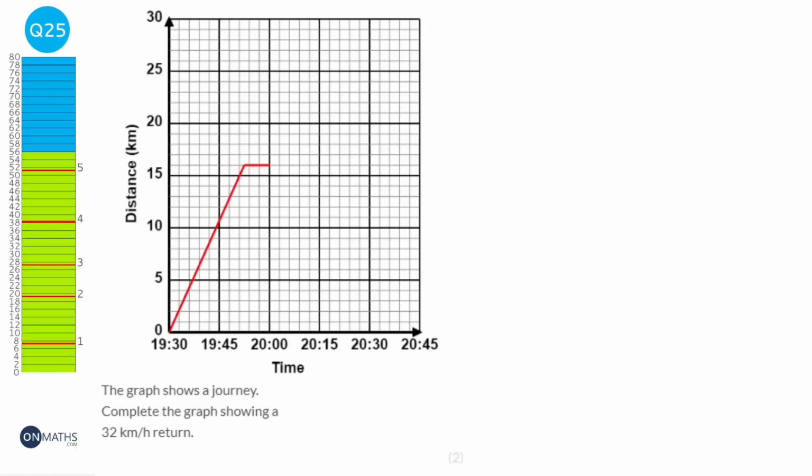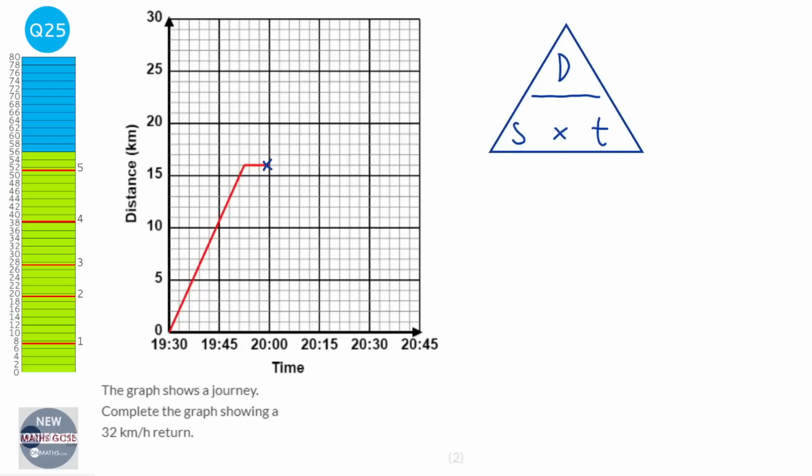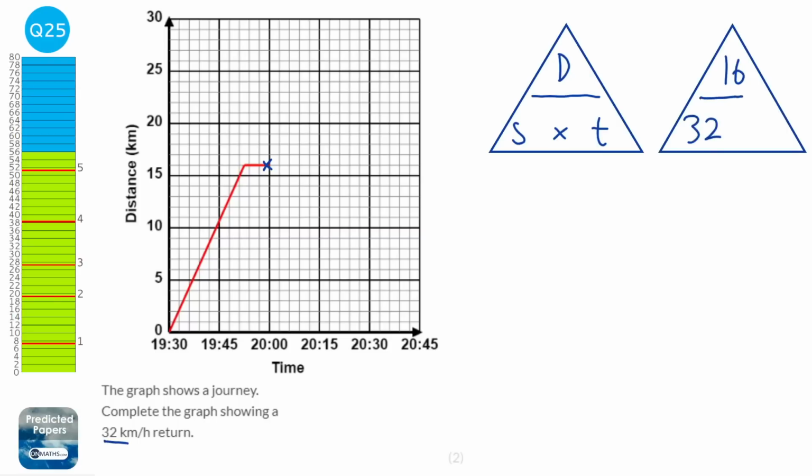It's important to remember our speed, distance, time triangle. So we've got speed equals distance over time. And here we are given a distance because from here we're 16 kilometers away from home. So the distance, let's just draw another triangle, the distance will be 16. And we're told that the speed is 32 kilometers per hour. So the speed is 32. So to find the time, we're going to do 16 divided by 32. So the time is half an hour.